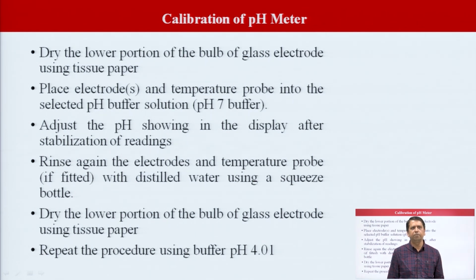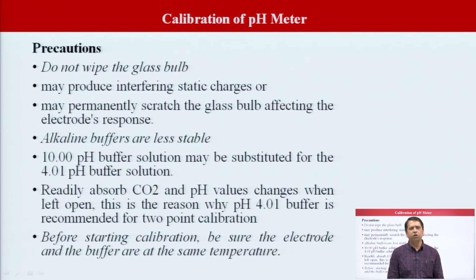Place the electrode and temperature probe into the selected pH solution, pH 7 buffer. Adjust the pH showing in the display after stabilization of readings. Rinse again the electrodes and temperature probe, if fitted, with distilled water using a squeeze bottle. Dry the lower portion of the bulb of the glass electrode using tissue paper and repeat the procedure using buffer pH 4.01. Now, there are a few precautions, very important precautions.